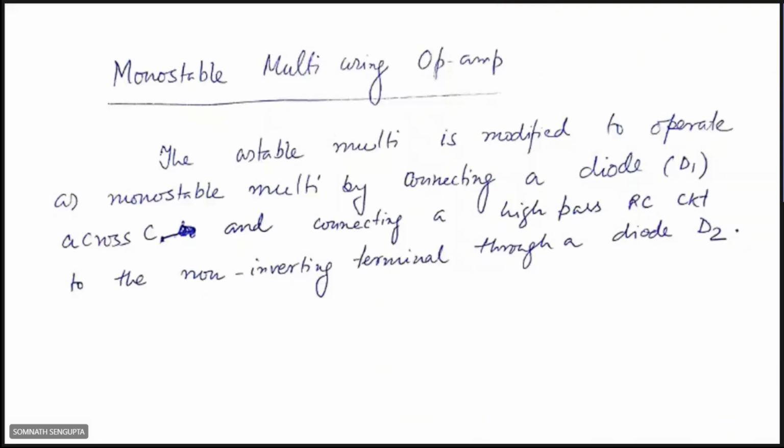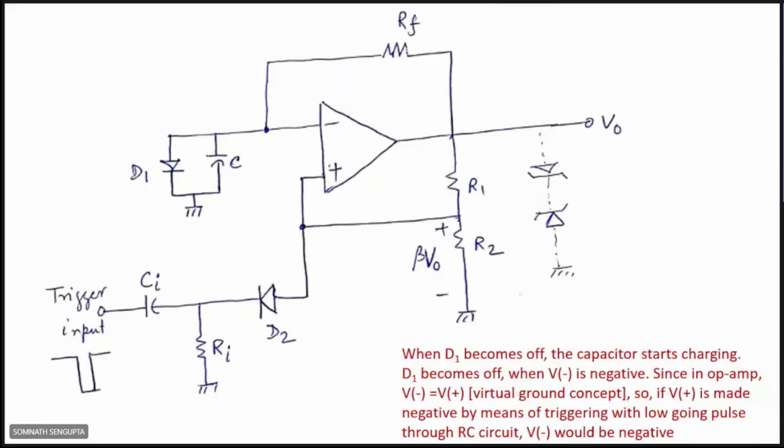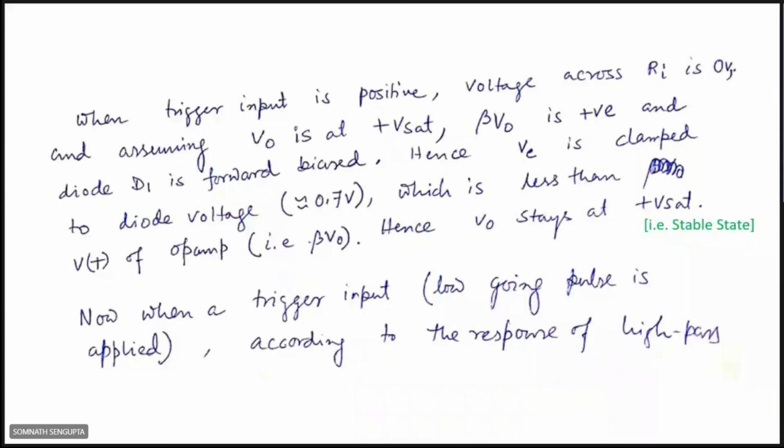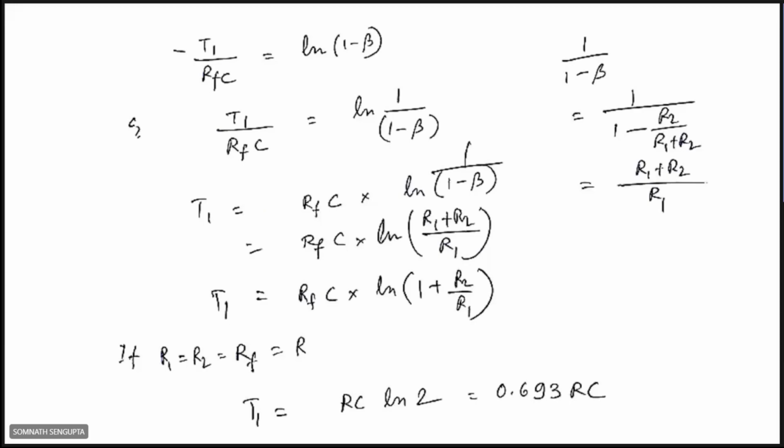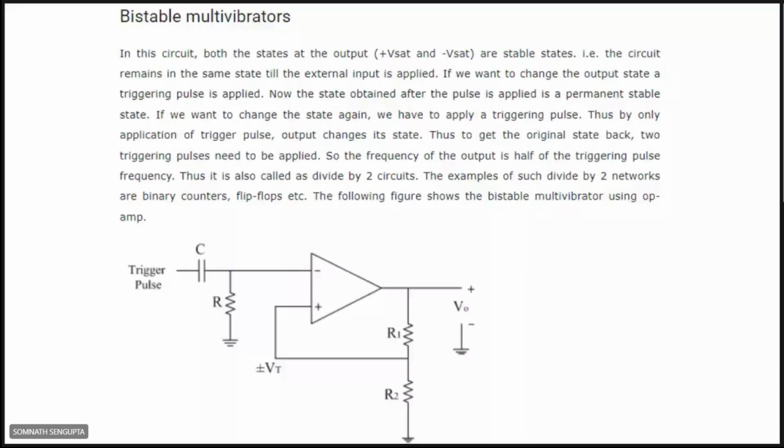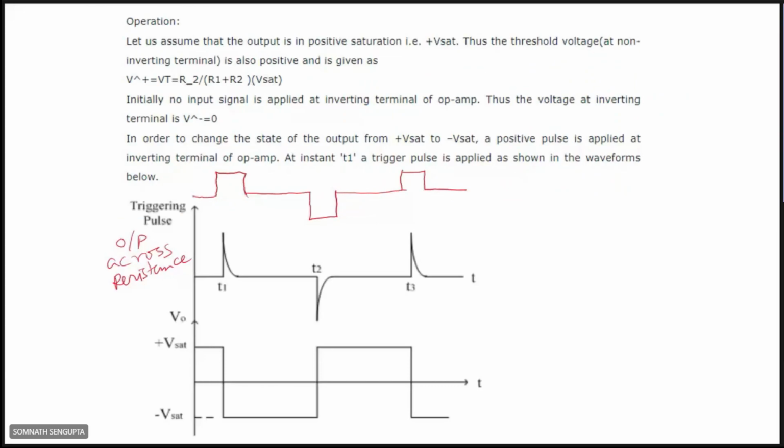Similarly the monostable multivibrator is used. Here across the capacitor we have used one diode, and one RC circuit to provide the trigger. Everything is explained in the PPT file, so you just go through it, and if you have any doubt, you can ask. Here also I have given the notes on the bistable multivibrator. Just go through it.